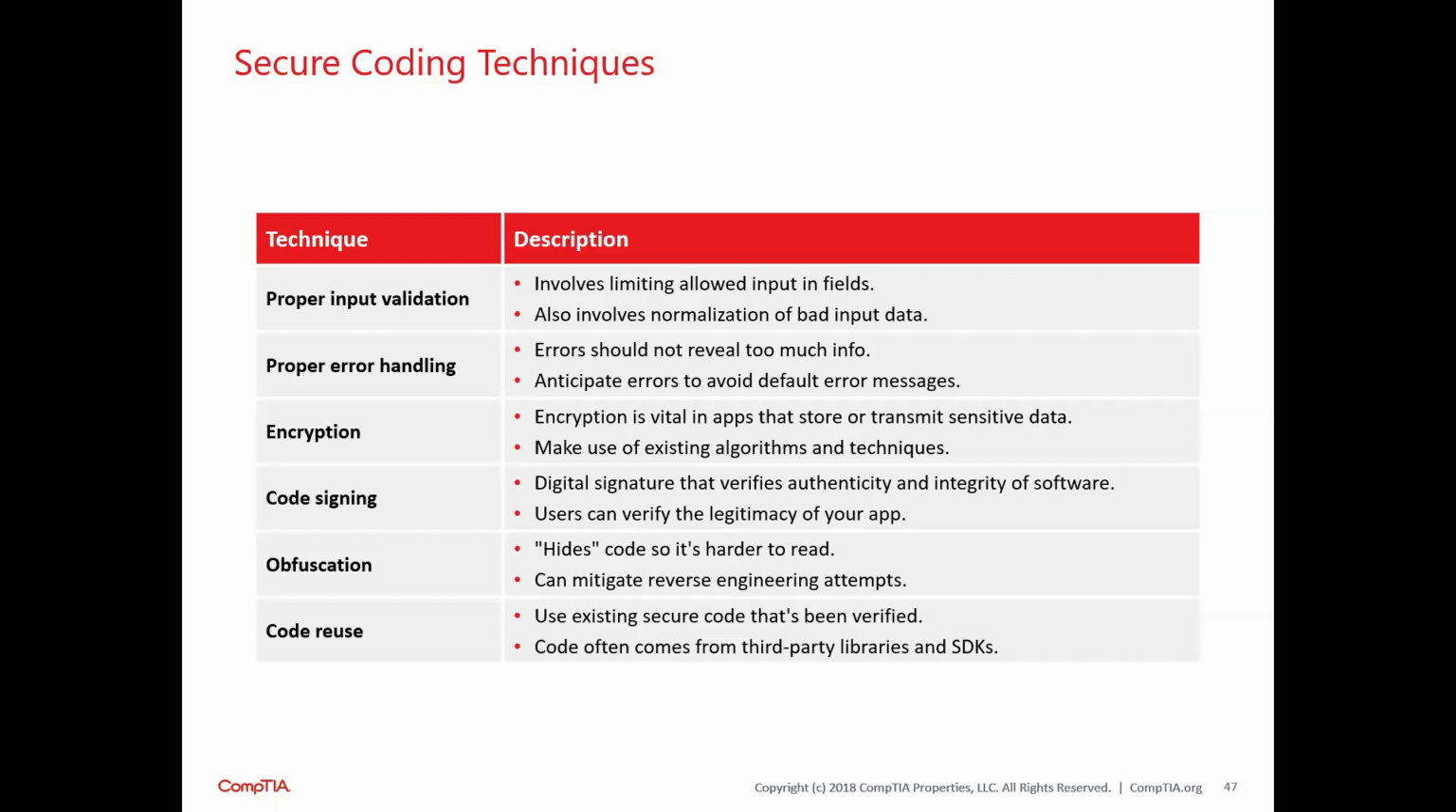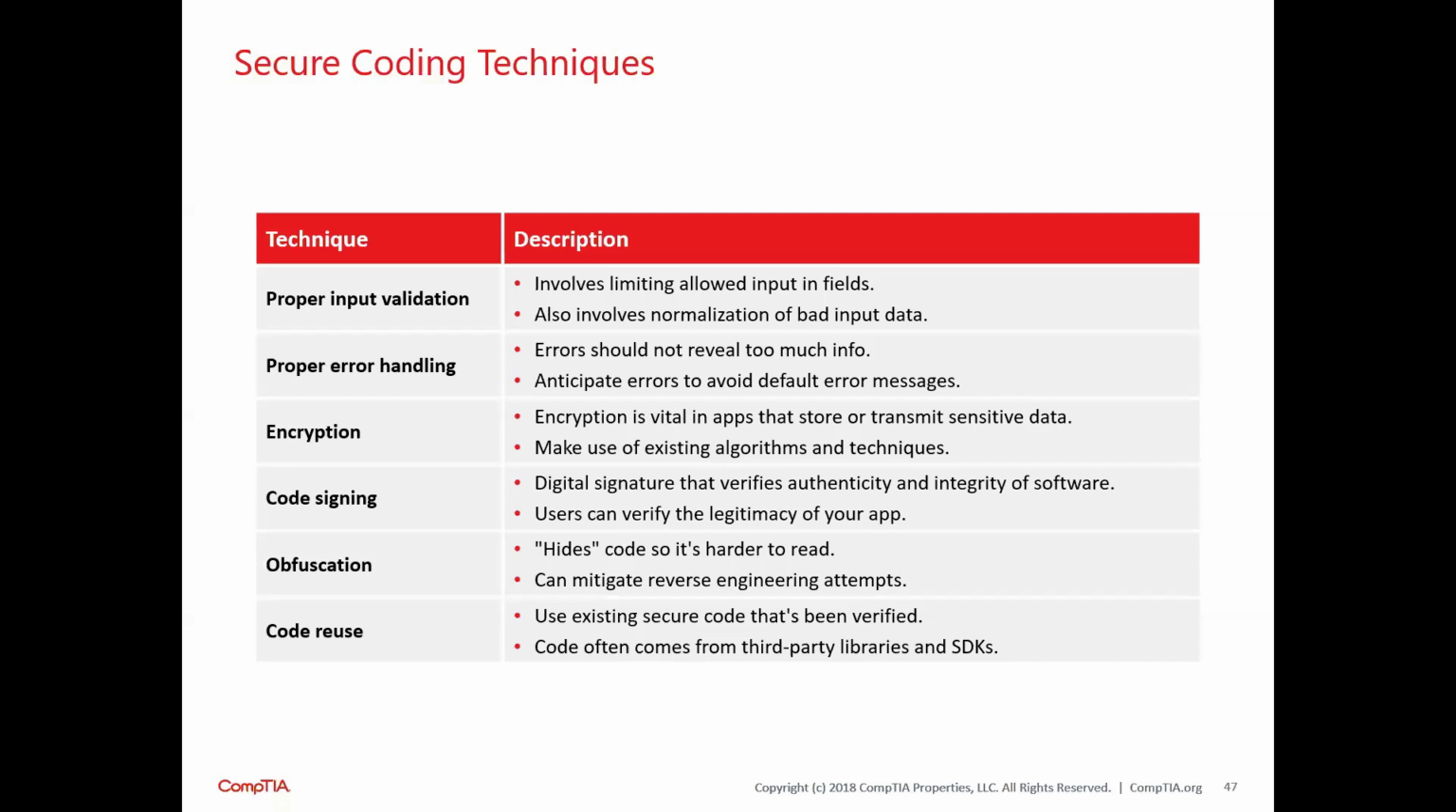And then we also have others like encryption, which is very vital for securing stored and transmitted data. Code signing, which is for authenticity and integrity of the software. Just like Microsoft, they have their own code signing. When you download software from Microsoft, you will see that this particular software is signed by Microsoft. So any attempt to change the code or the executable file will be detected, and it makes sure that the code is authentic.